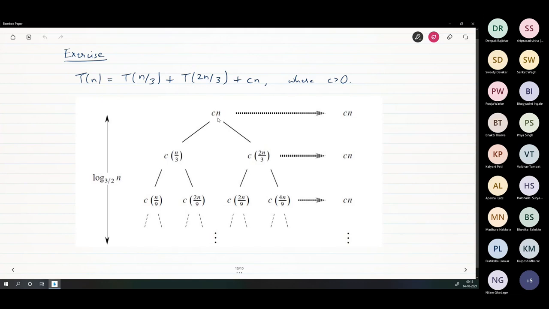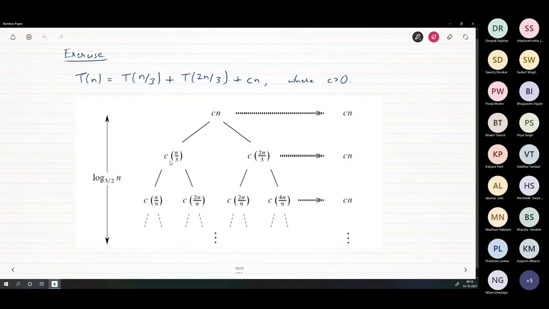At the 0th level, the cost is Cn. Then you will have two branches because you have T of n by 3 and T of 2n by 3. But those two branches will have different values because this is not 2 times T of n by 3, it's T of n by 3 and T of 2n by 3. So the cost at this level is C of n by 3 and C of 2n by 3, and the total cost if you add them at this level is again Cn.